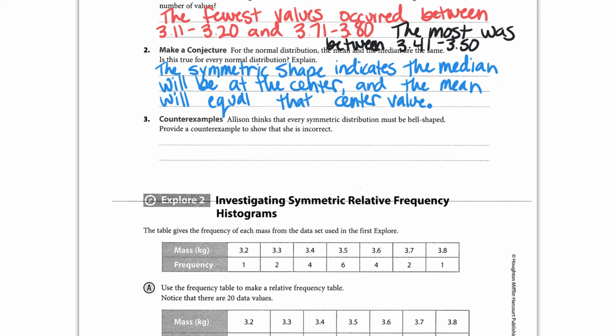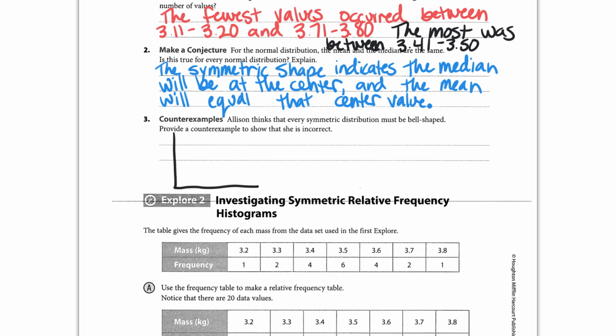Allison thinks that every symmetric distribution must be bell-shaped. Provide a counterexample to show that she is incorrect. Symmetric just means that if we split it into two parts, both sides would be mirror images of each other. So here's an example of a histogram where they are symmetric, but it's not a bell shape.